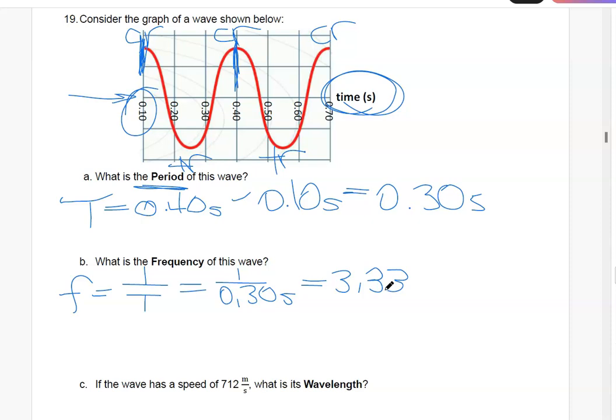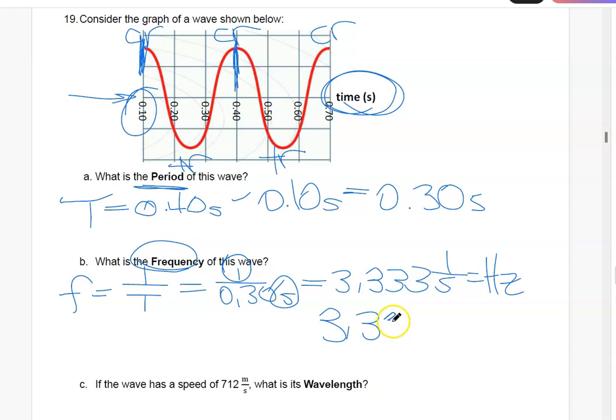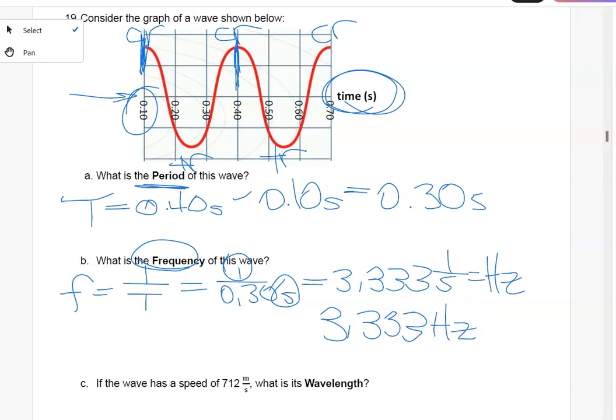We plug that into a calculator, we get 3.333 repeating, and this should be enough threes. We'll add one more just to be on the safe side. And the units are 1 over second. Well, 1 over second is the same thing as hertz, and we know that's correct because we're calculating a frequency, and we know the units are in hertz. So our answer is 3.33, or you can throw in another 3 hertz.